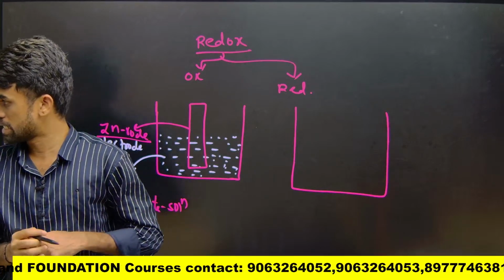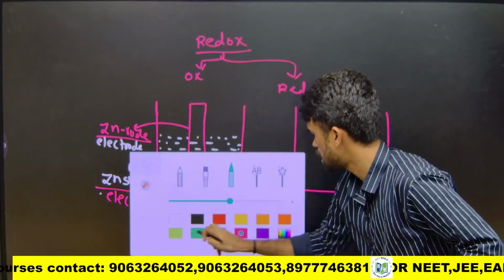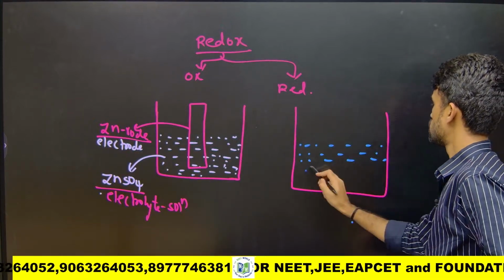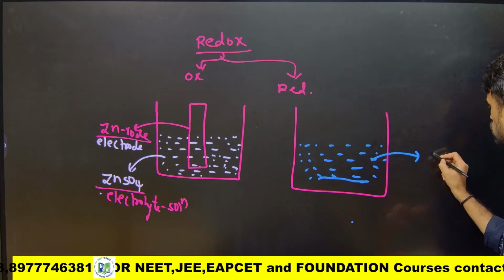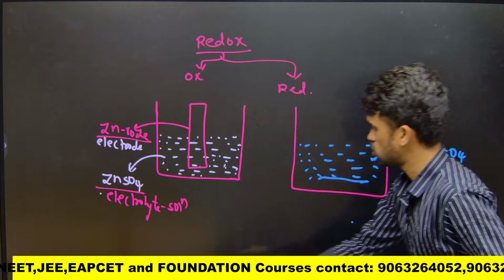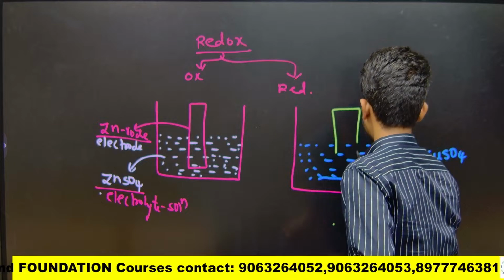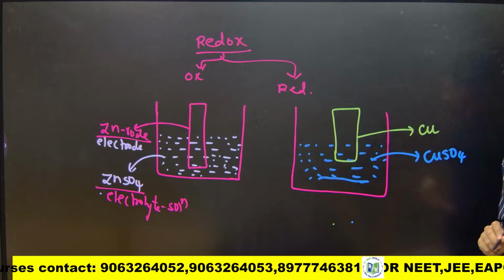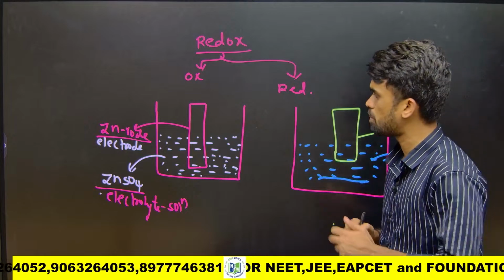Next, in this other compartment we will be taking the other solution. Let us indicate it with blue color here. This is also a solution. Which solution? It is copper sulfate solution, and I am indicating the rod with this green color. This green rod is copper metal. So the copper rod is dipped in copper sulfate solution.